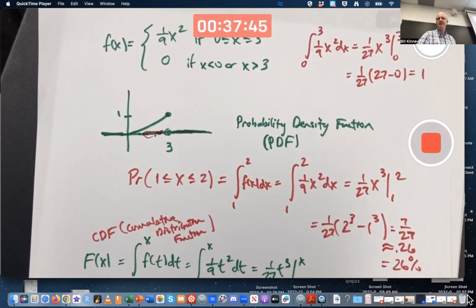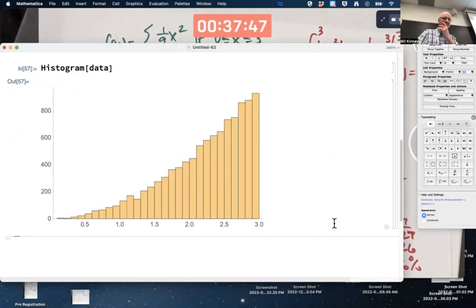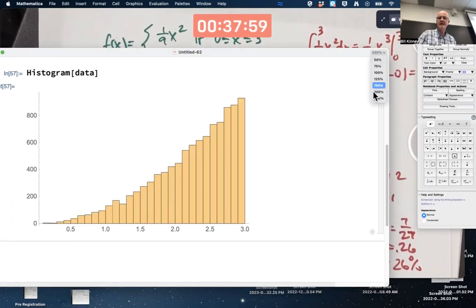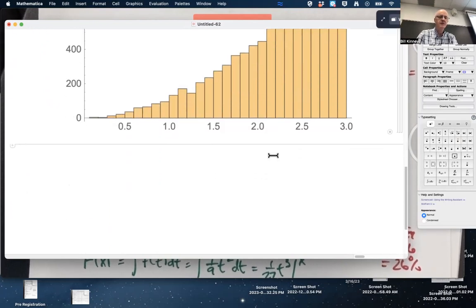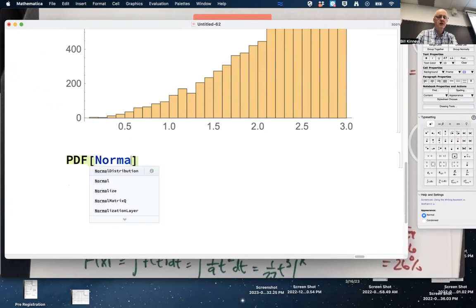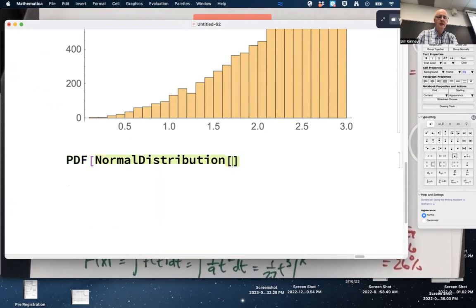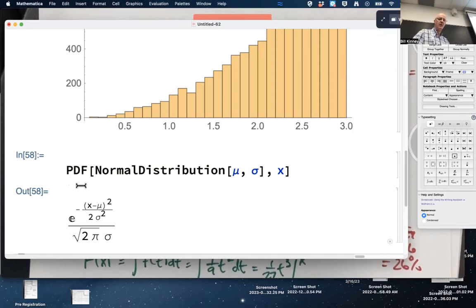A more important example of all this comes up with something called the normal distribution. The normal distribution is the most famous PDF out there. What is its formula? I can get Mathematica to show it to me. PDF, normal distribution, mean mu, standard deviation sigma as a function of x. There is its formula.